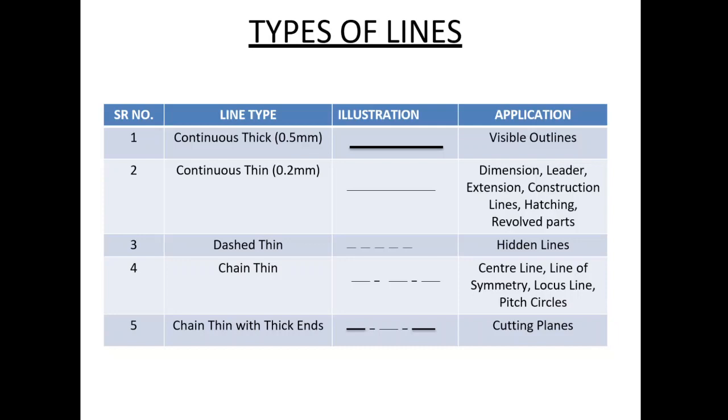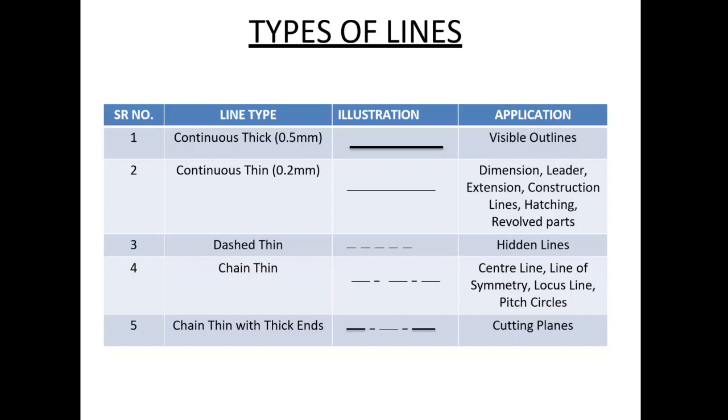Depending upon the applications, there are numerous types of lines. The first one is the continuous thick line, of size 0.5 mm, which can be illustrated as this. You can see this is called the continuous thick line. Its application is for the visible outlines. Whatever main part we have to highlight should be drawn with continuous thick lines.